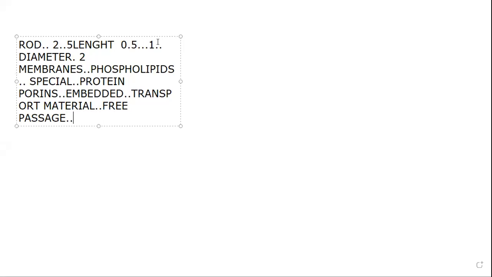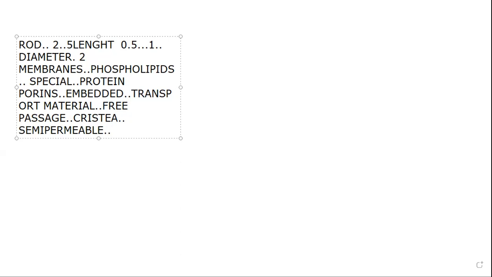The inner membrane of the mitochondria is folded inwards, and those folds of the inner membrane are known as Christi. And this inner membrane is semi-permeable. It doesn't allow materials to easily pass across.